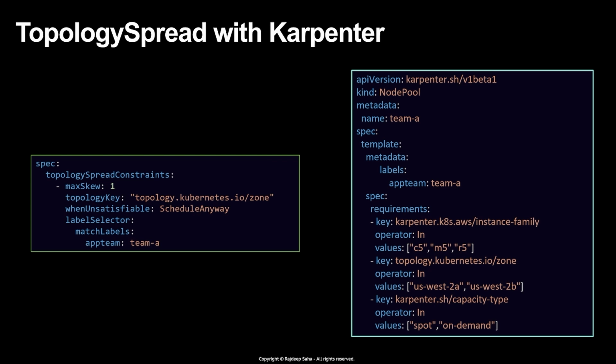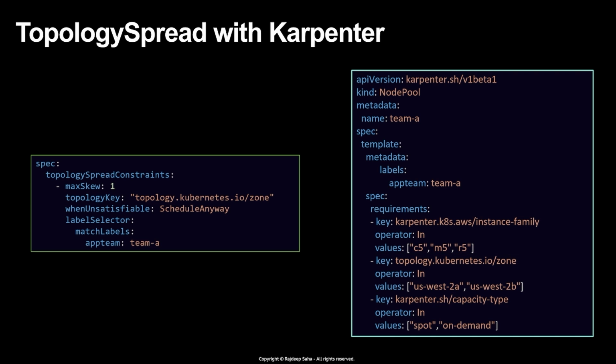And finally, looking at an example of topology spread with Karpenter. So on the right, we have a sample node pool. Every EC2 that's provisioned by this node pool is going to attach the label appteam:/team-a. A very important factor for topology spread is availability zone. So under zone, we are going to use US West 2A and US West 2B.